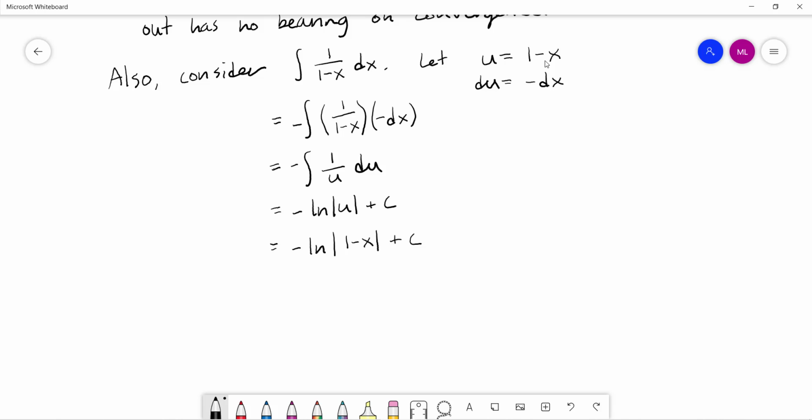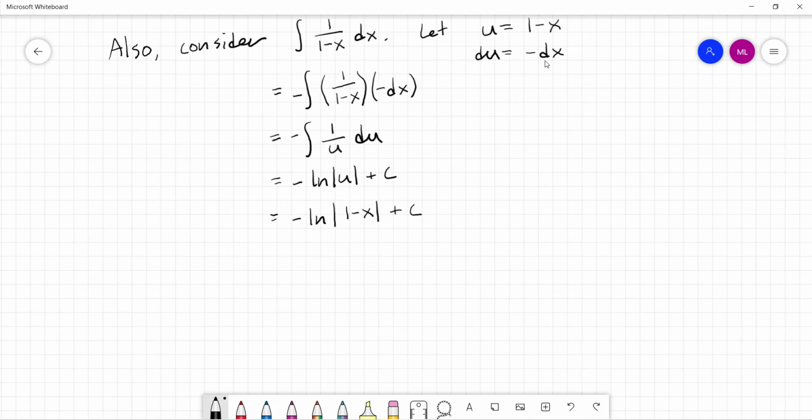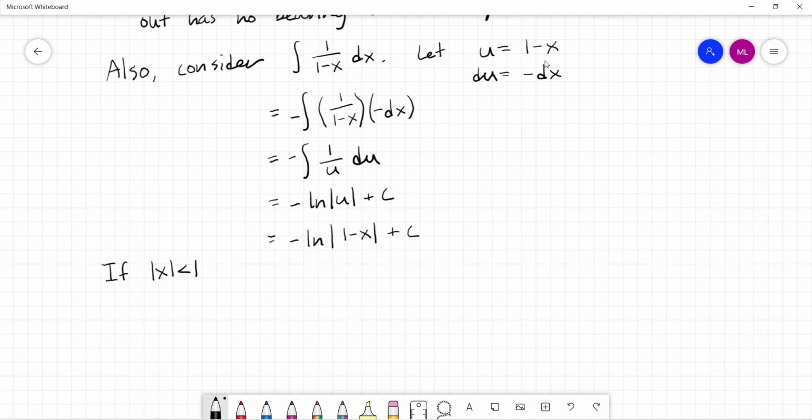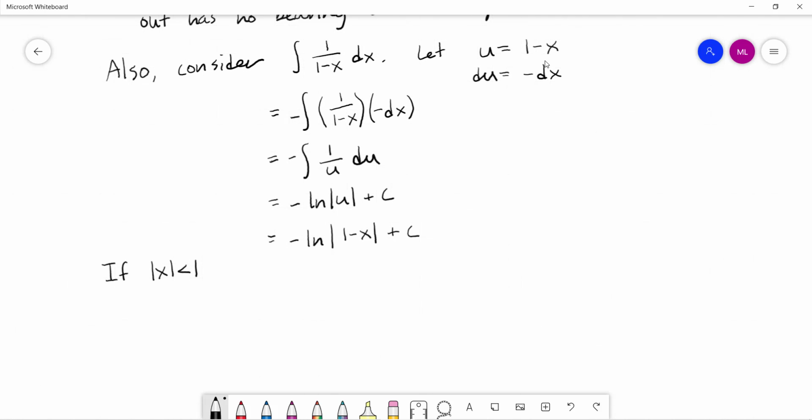Okay, so it turns out that as long as the absolute value of x is less than 1, where the series representation is valid, then we have a representation that relates to natural log now. We have that negative natural log of the absolute value of, in fact, I can just write it this way.